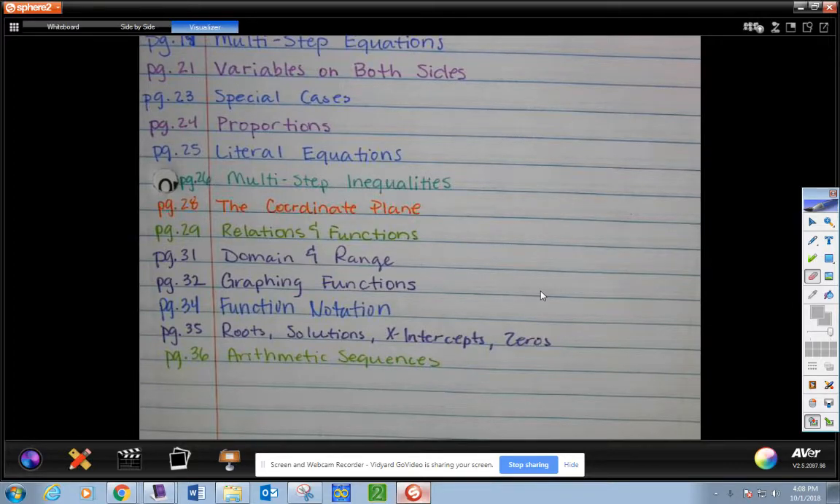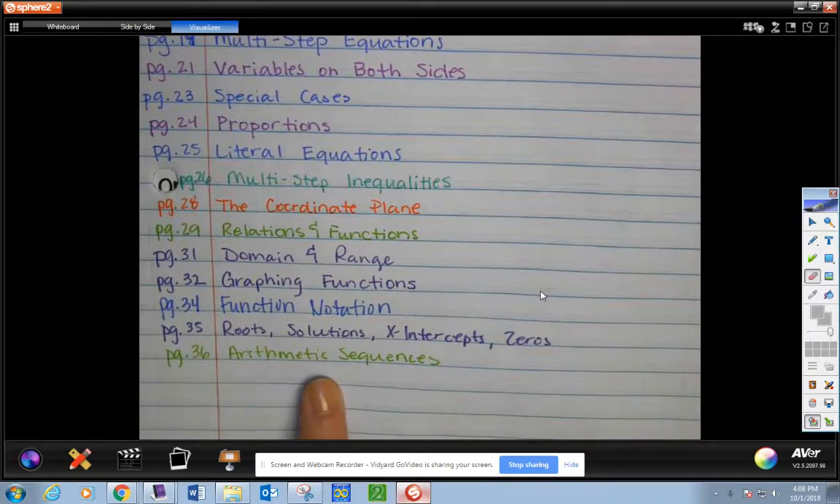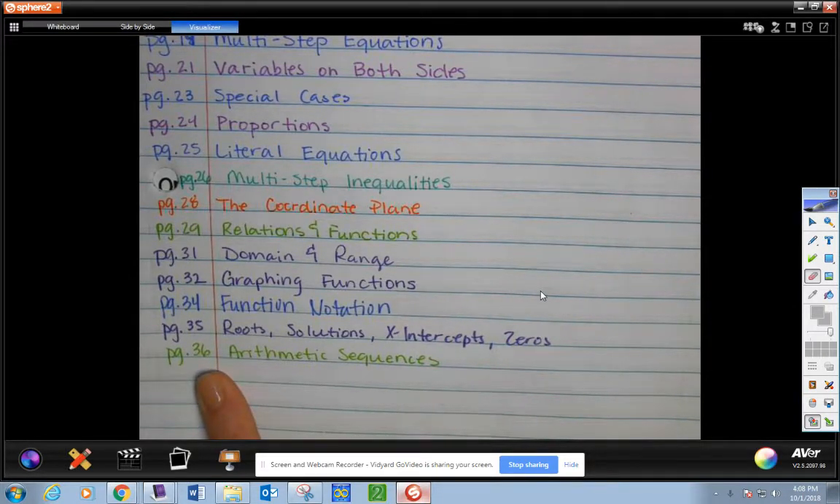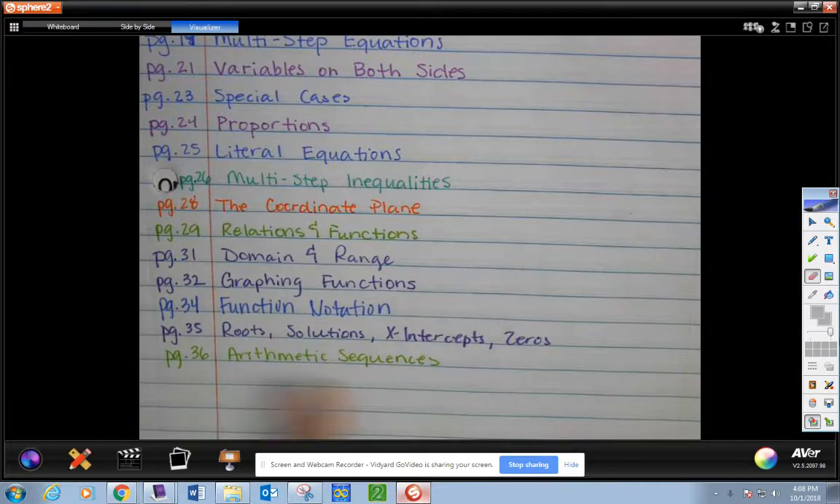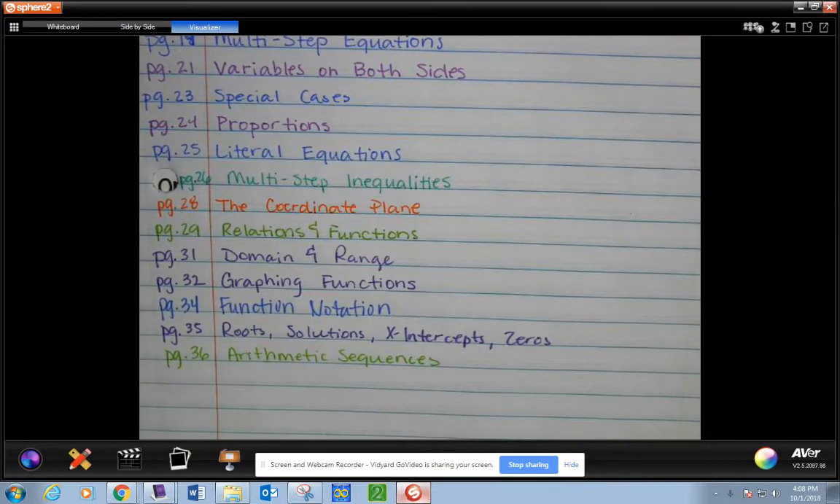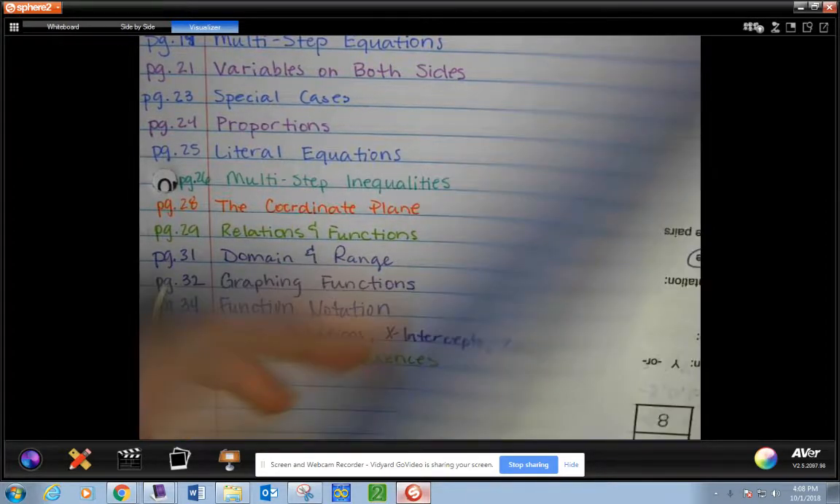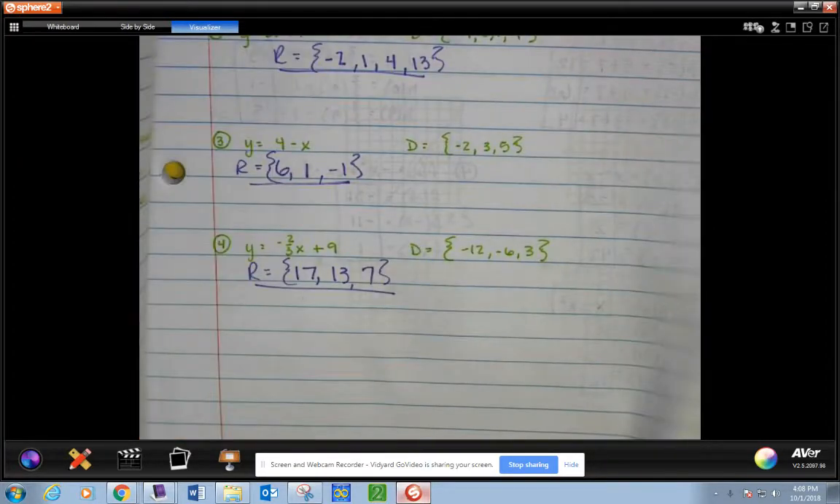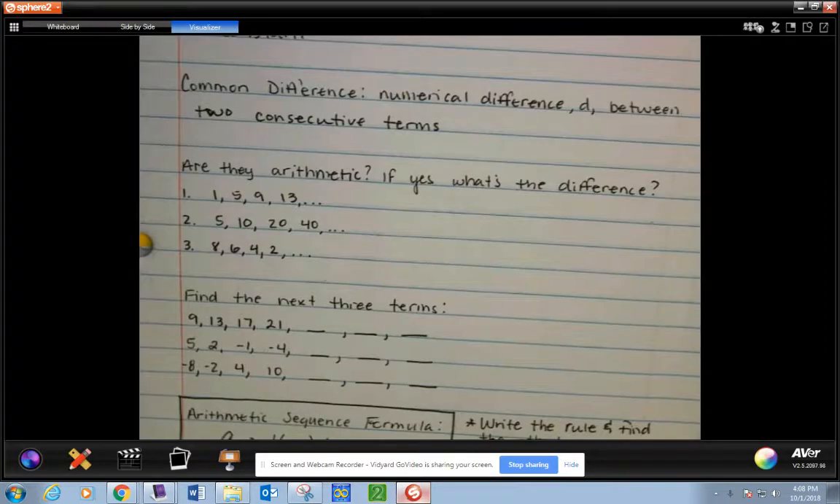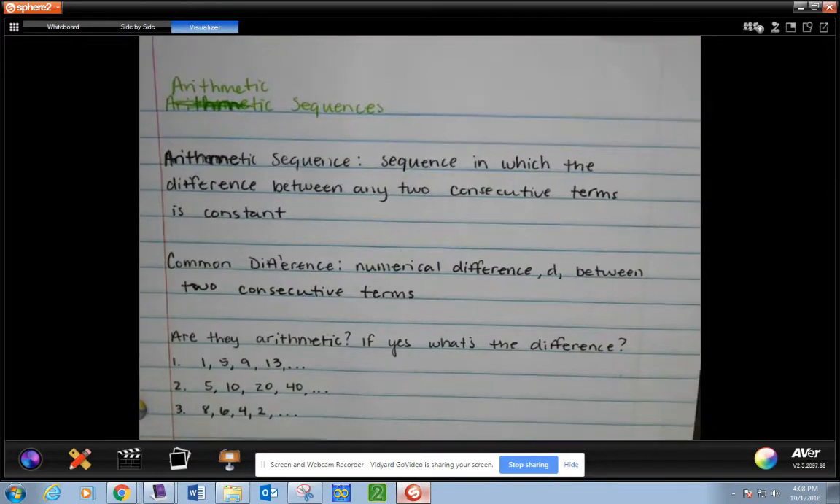Look at that. Okay, guys, we are down here at Arithmetic Sequences today, and we're going to be starting on page 36. So if you'll go ahead and write this in your table of contents, and then flip over to page 36, we're going to have some fun and do some learning. All right, so on page 36, we're going to do some arithmetic sequences.